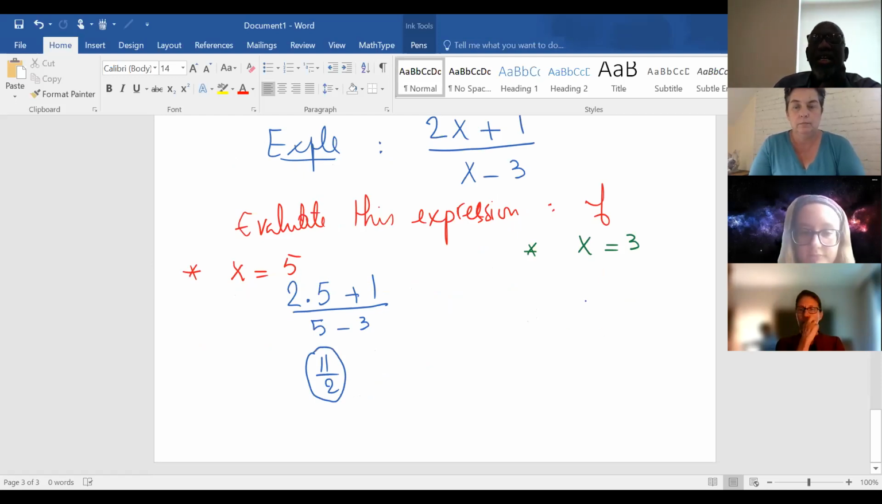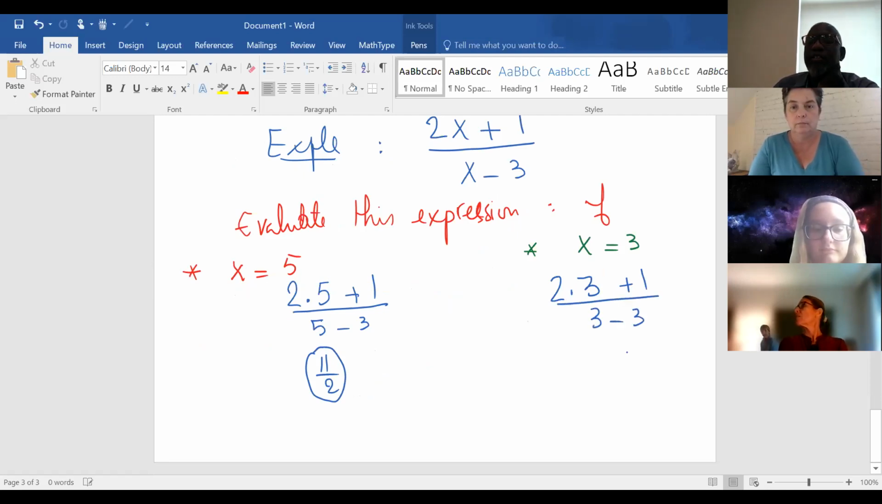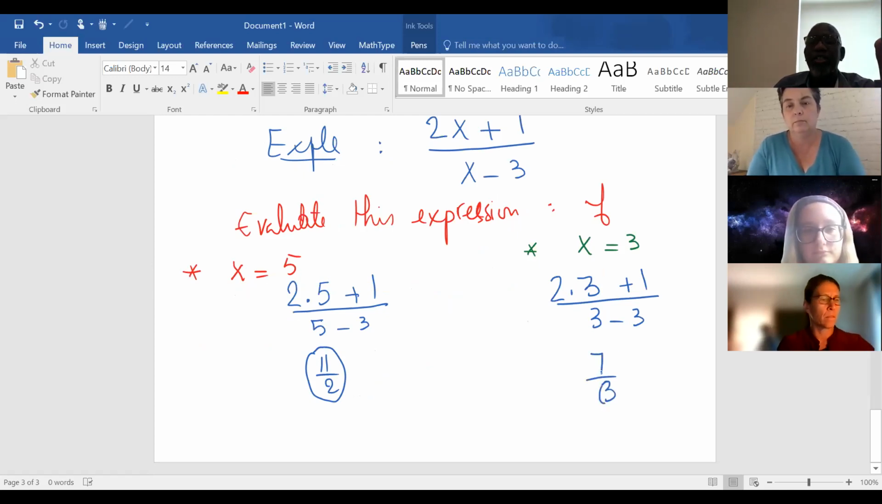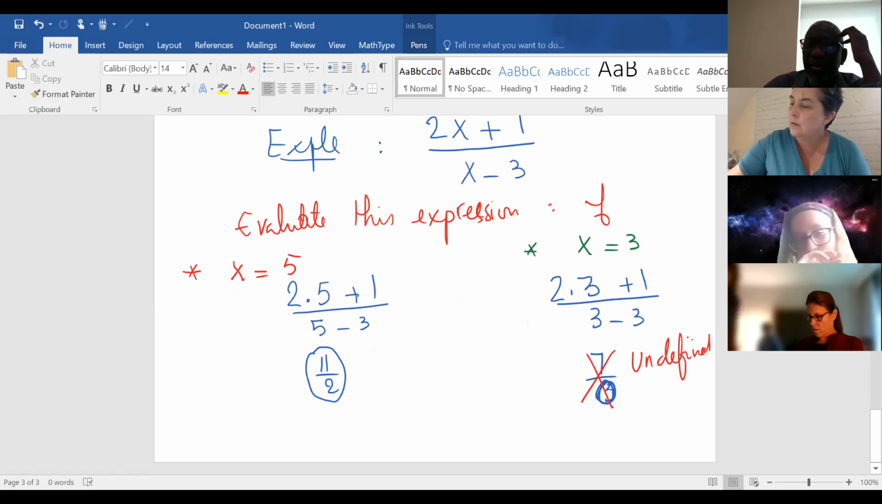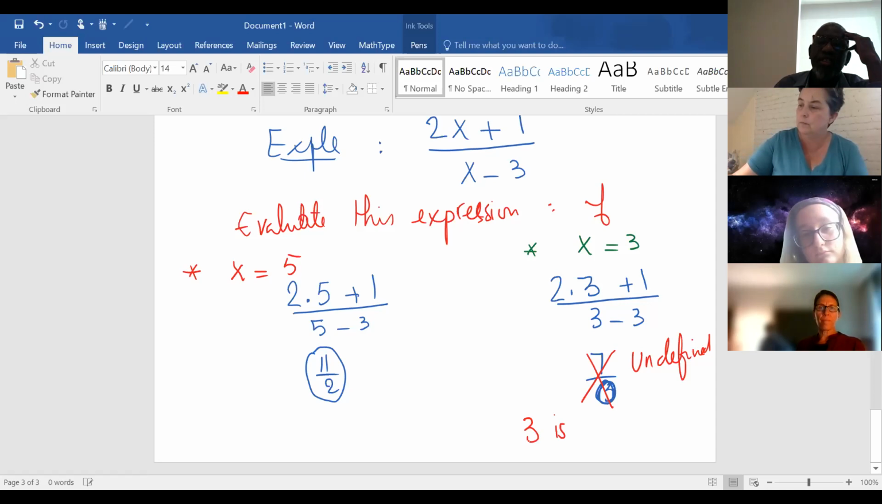The second one, we do the same. We do 2 times 3 plus 1 divided by 3 minus 3. So we get 6 plus 1, which is 7, over 0. But since this is undefined, we say 3 is an excluded value.